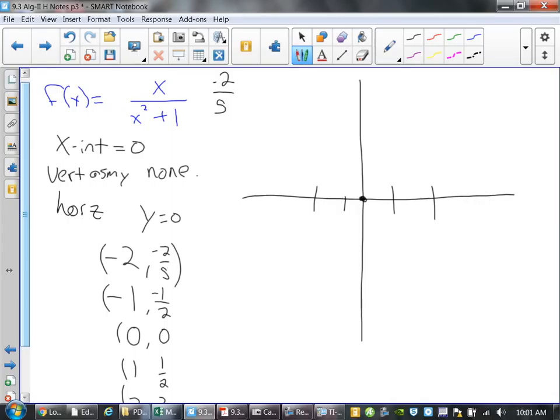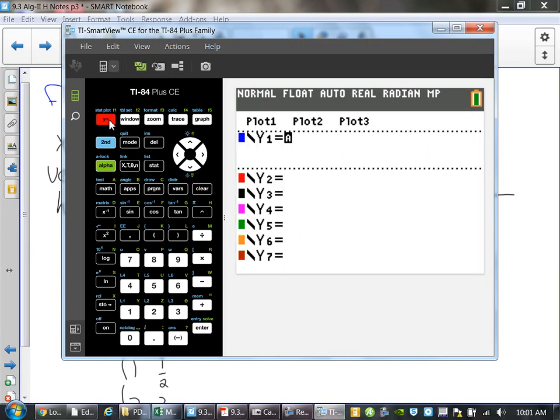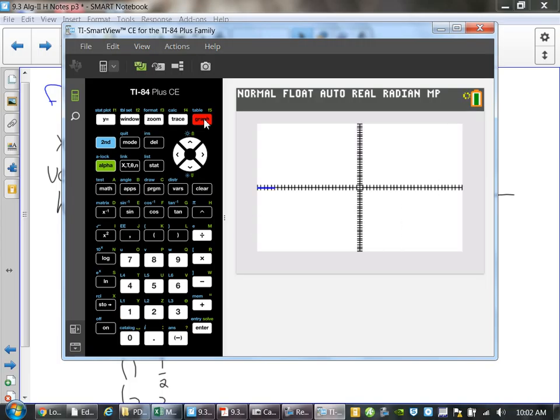So at -2, -2/5. Is -2/5 smaller than or greater than, what do you call it? So let's take a look and see how close we are. Why is it underneath? Oh, we gotta change my window here.